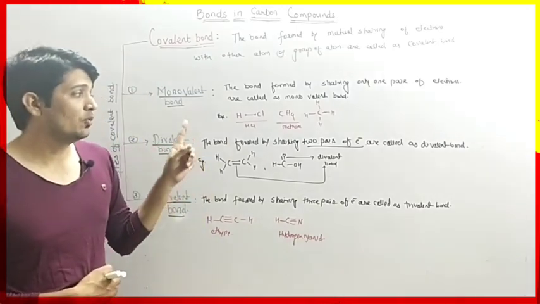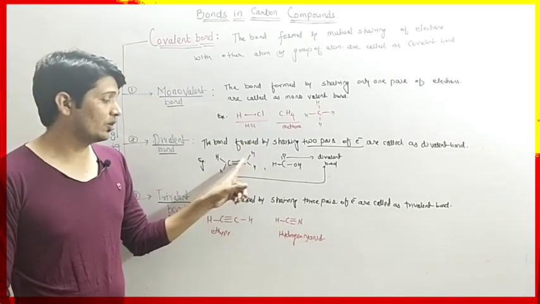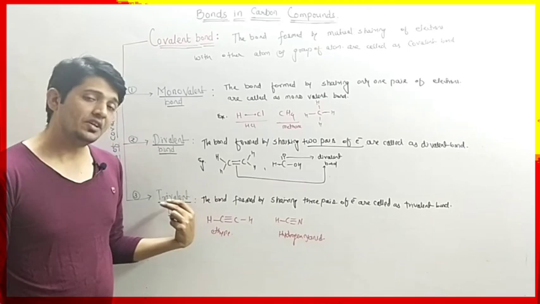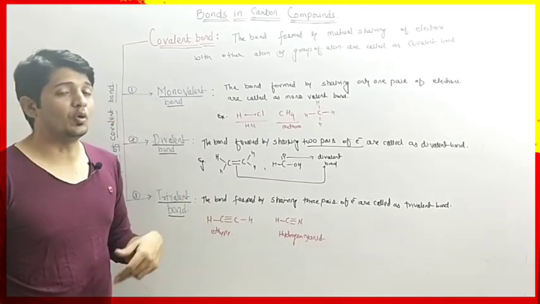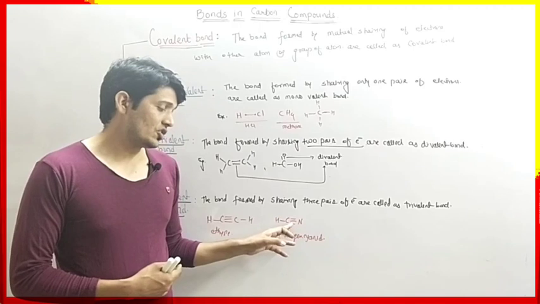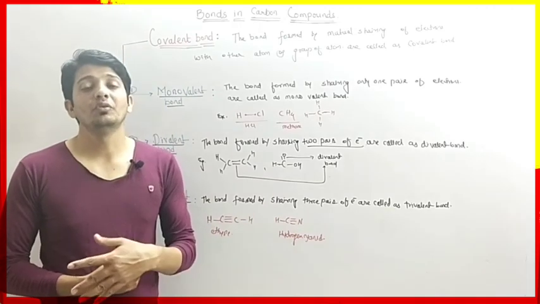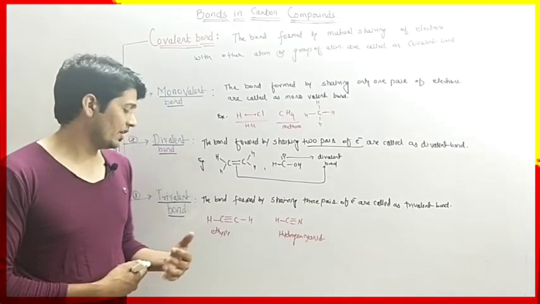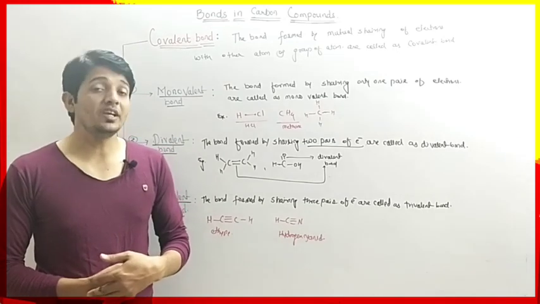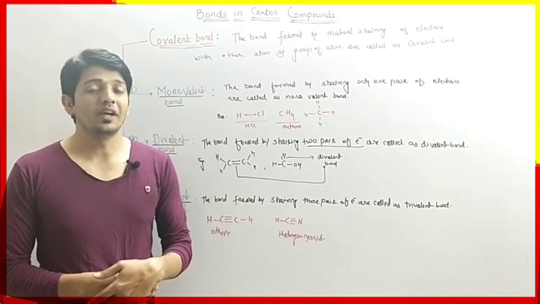If they share one pair of electron, monovalent. If they share two pairs of electron, divalent. If they share three pairs of electron, it is trivalent bond. We cannot think about a fourth bond, which can be called tetravalent bond, which is not possible. Only three bonds can be formed with another atom.